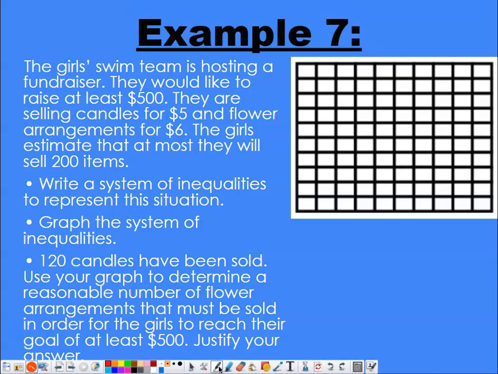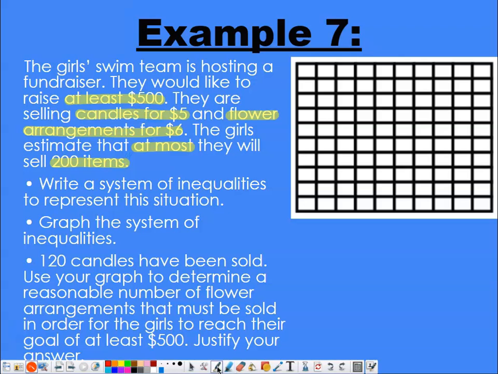Okay, so let's go ahead and highlight the information that we know and see if we can use that to set up that system of inequalities. So we know we need to raise at least $500. They're selling candles, those are $5 each. And then we're also selling flower arrangements, and those are $6 each. They estimate that they are going to sell at most 200 items. So this is all the information that we need to set up that system.